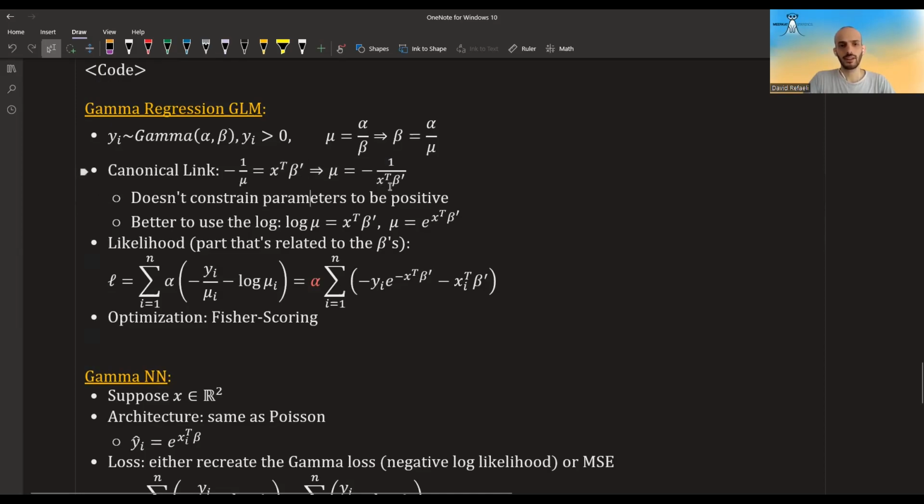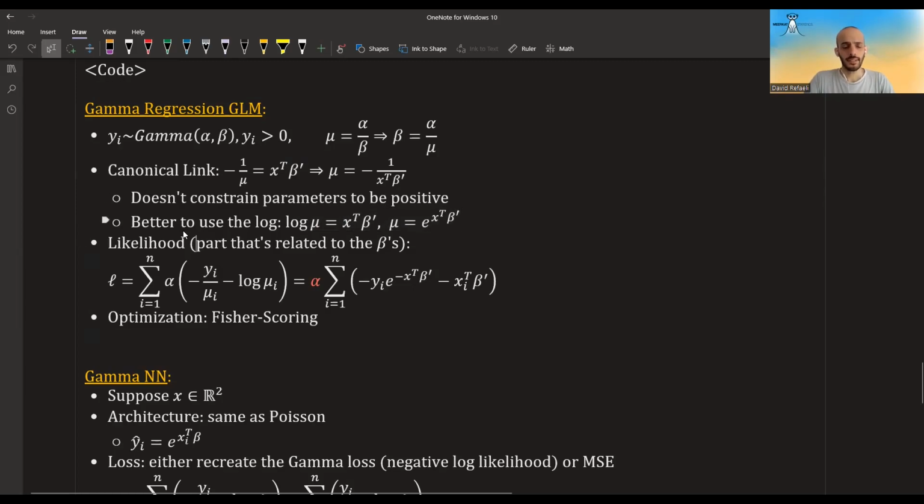But this doesn't constrain the parameters to be positive. So the mean has to be positive. It can't be negative. Yi is, by definition, if it's from a gamma distribution, above 0. But here, given some coefficients and given some x's, this could be negative. So this could be positive, and then this whole thing can be negative. And this is a problem. So it's better to use the log link. So I'll just use the log link. I'll just take the log of the mean to be equal to the linear predictor.